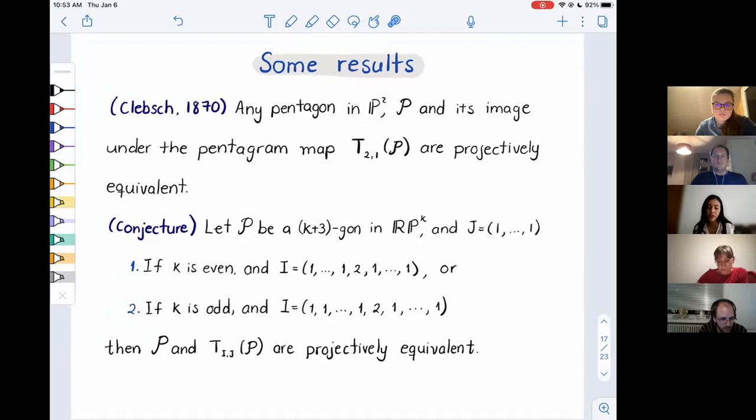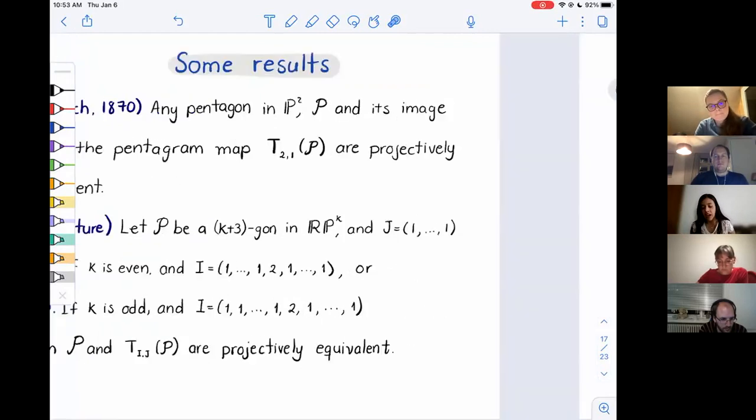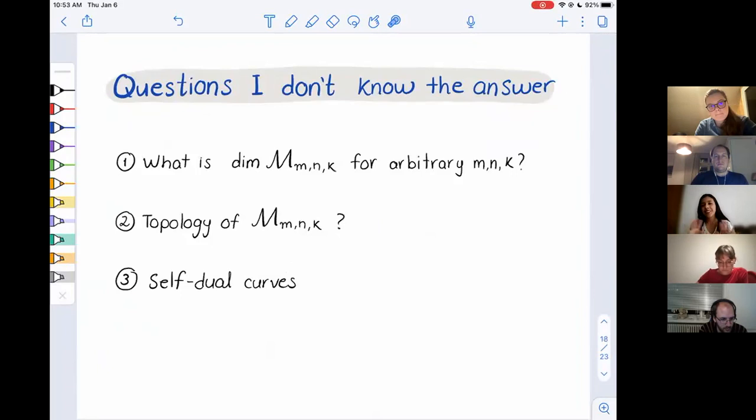And of course, there are a lot of other questions that one could start by exploring using computations, and then getting an idea of what would be a good way to find I and J and then start proving things. As I said, there's a lot of things here that I don't know the answer to. So I don't know what is the dimension of moduli spaces of M self-dual n-gons for arbitrary parameters M, N, and K. That's something that is still a work in progress.